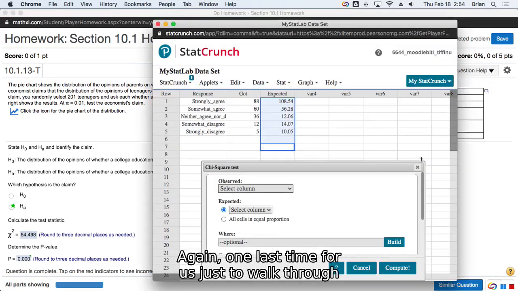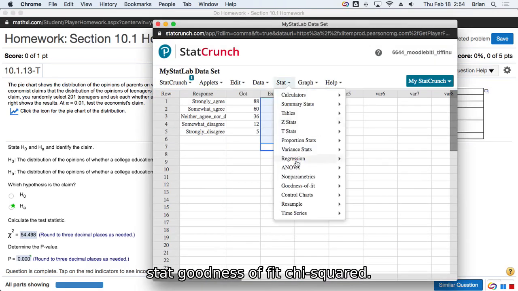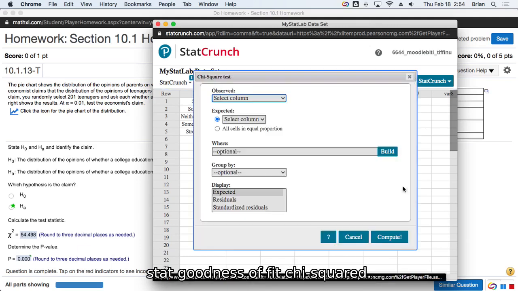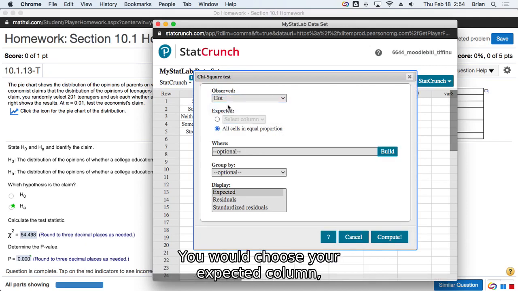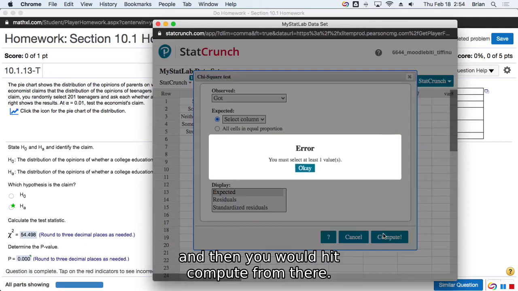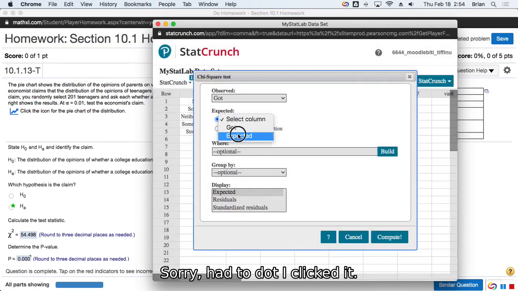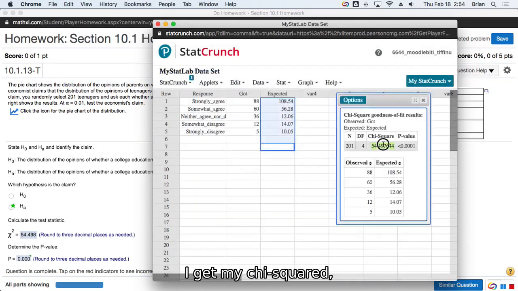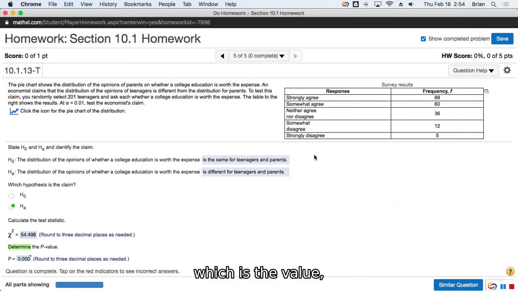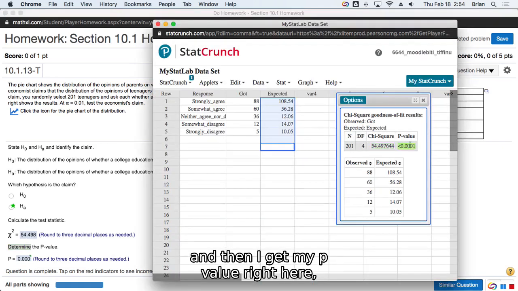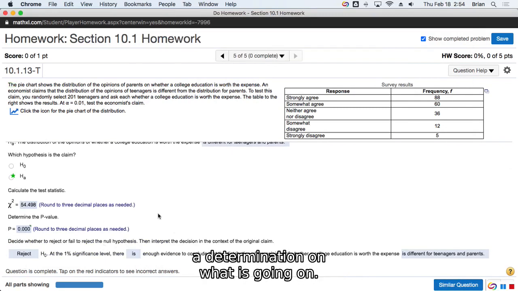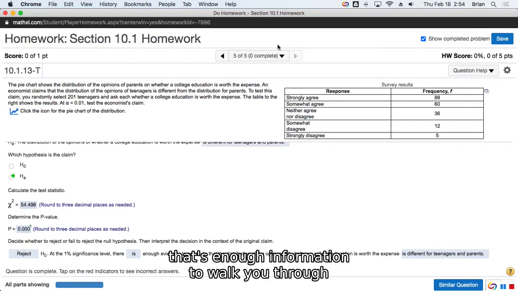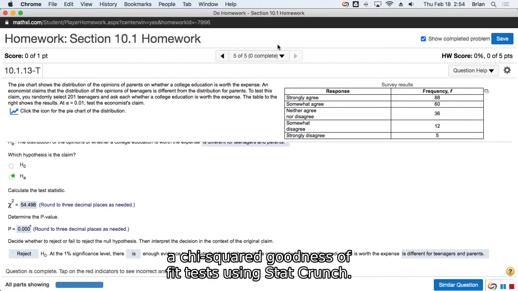Again, one last time for us just to walk through. Stat, goodness of fit, chi-squared, and then you would choose your observed column, you would choose your expected column, and then you would hit compute from there. I get my chi-squared, which is the test statistic, and then I get my p-value right here. And then once I do that, I just have to turn around and make a determination on what is going on. So hopefully that's enough information to walk you through a chi-squared goodness of fit test using StatCrunch.